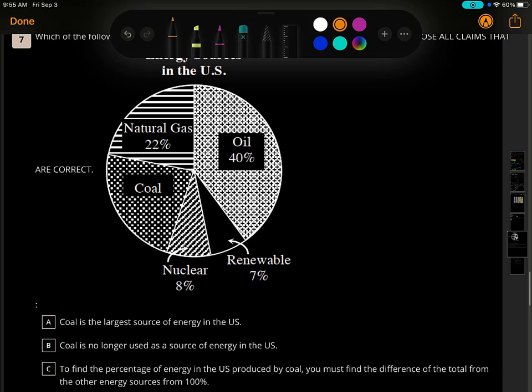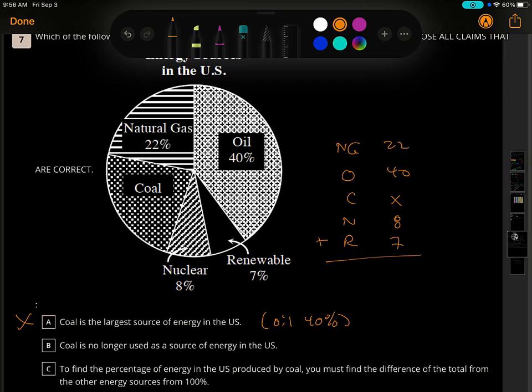So, coal is the largest source of energy for the U.S. That would be false. If I look at it by percentages, I would say oil at 40%. And you can write numbers on here so you can compare it, right? So if I said coal, coal's missing here. So natural gas is at 22, oil's at 40, coal is X, nuclear is 8, and renewable is at 7.